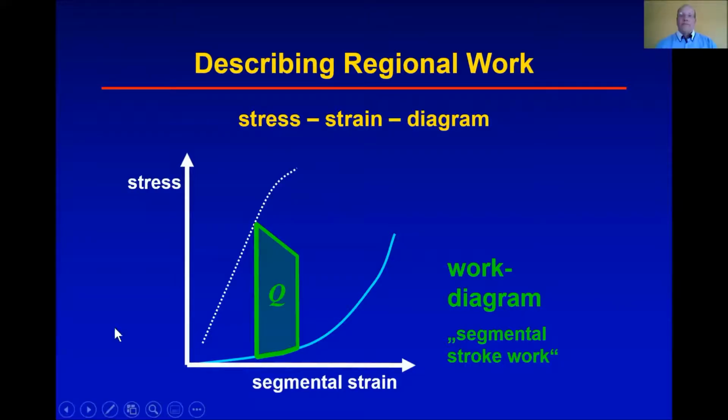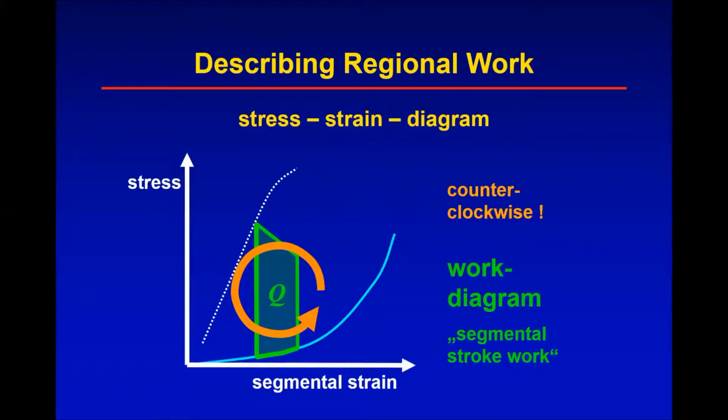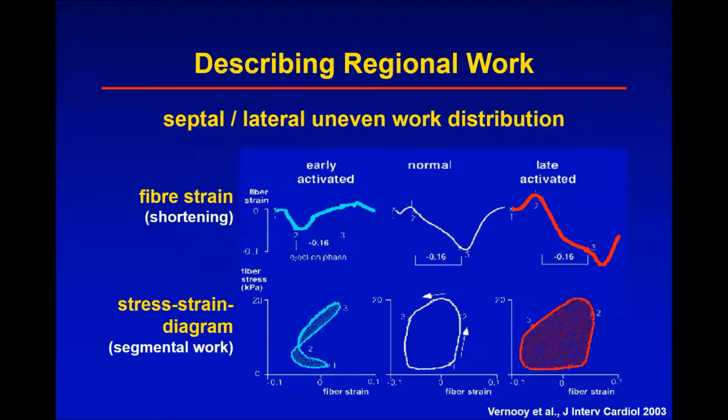So, we were talking about the segmental stroke work, and that if we look at this diagram, then we always have a counterclockwise rotation of the loop. This is completely different if we have a patient with a left bundle branch block. You remember the strain curves in the early activated segment with the early shortening, and in the late activated segment with the late shortening. So this is the septum and this is the lateral wall.